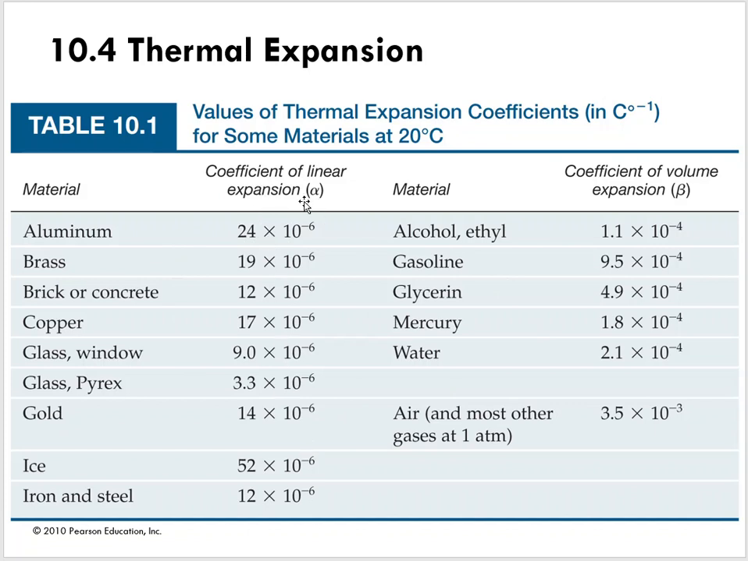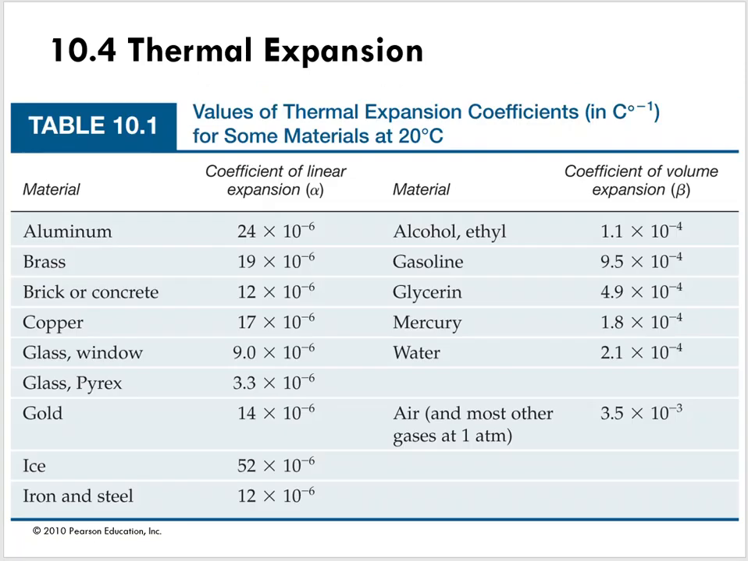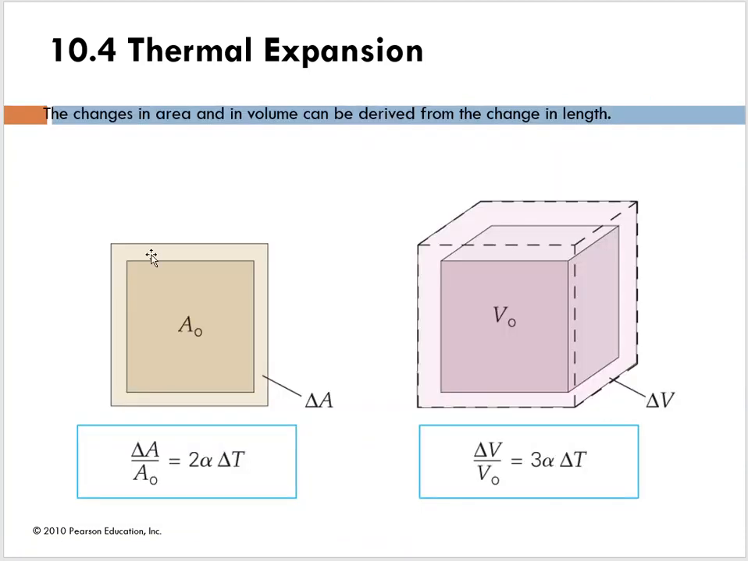When it comes to calculating this change in length, we'll use our chart here for some simple materials that we'll use quite often, just to get used to doing it. When it comes to area, it's simply a change in length in one direction and a change in length in another direction, so we would multiply that by 2. And when it comes to volume, it's a change in length in the width, the depth, and the height, so we would multiply that by 3.